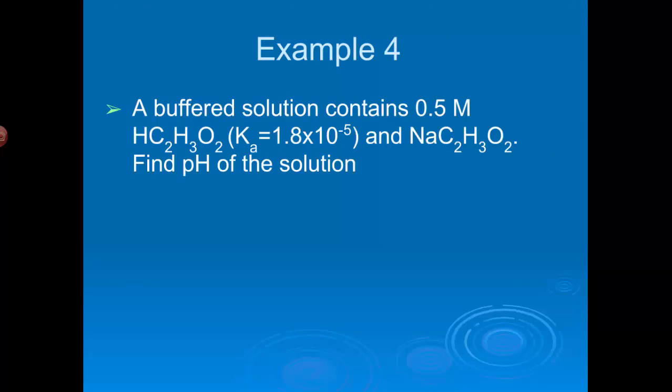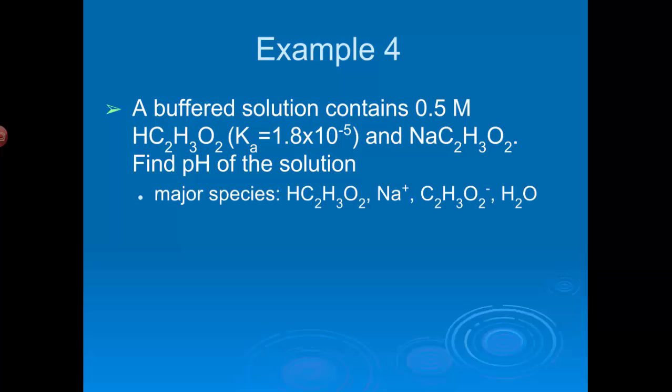So here's an example. We have a buffered solution that contains 0.5 molar acetic acid, Ka value is 1.8 times 10 to the minus 5, and sodium acetate. That's the salt of the weak acid. A buffer is made from a mixture of a weak acid and its salt, usually an alkali metal salt. So the acid is acetic acid, the conjugate base is acetate, so the salt is sodium acetate. We're going to find the pH of this solution. The major species are the acetic acid, sodium ions, that's a spectator ion, the acetate ion, and water.